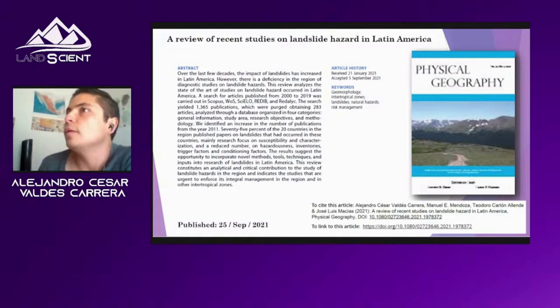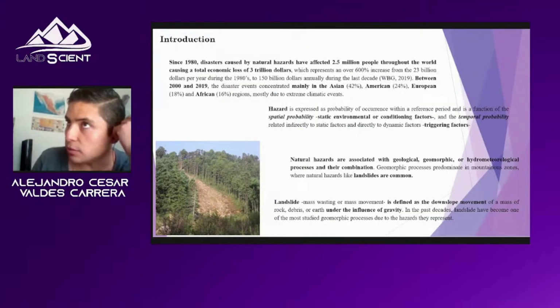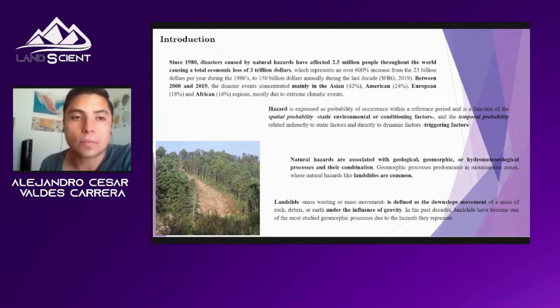2021. As an introduction, disasters have increased during the last 3 decades. So we can see those effects in economic losses, and specifically the effect of these processes has concentrated mainly in Asia, America, Europe, and Africa, mostly due to extreme climatic events.